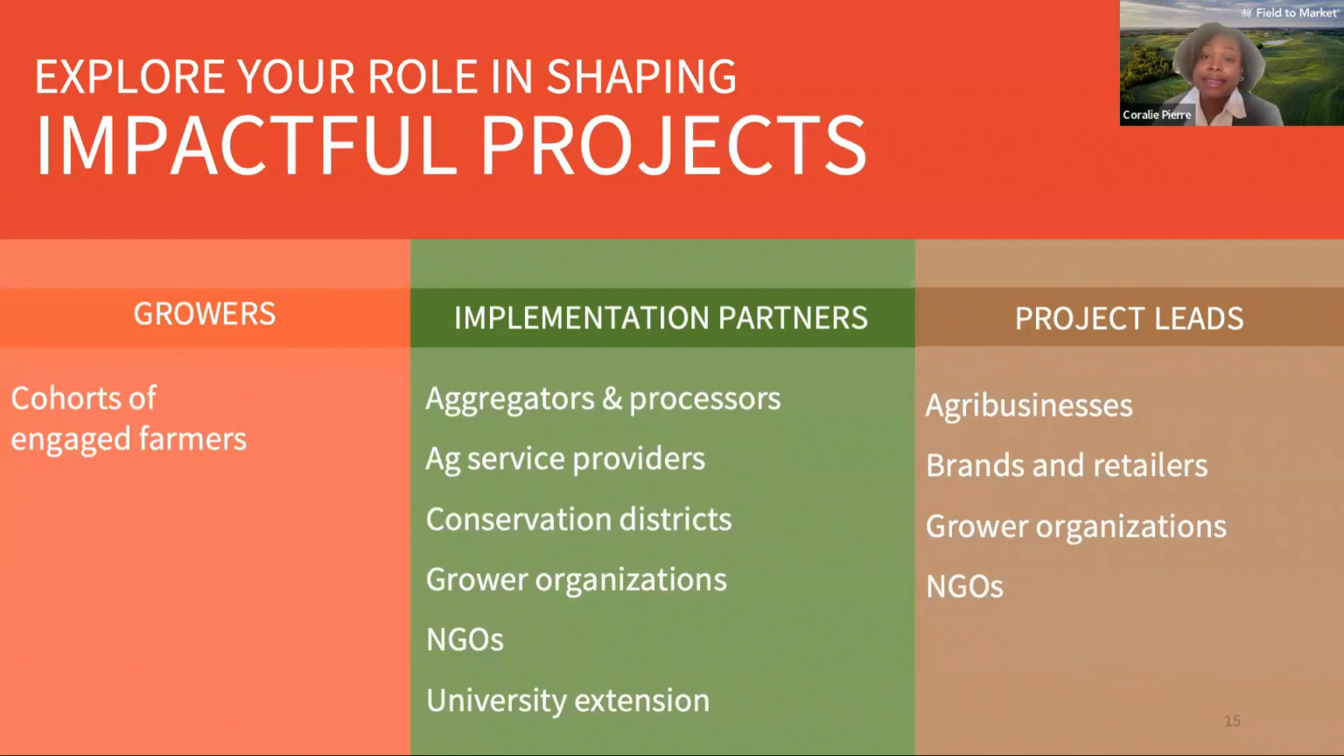project. The second bucket is what we call implementation partners, who provide data entry help, standardized data and quality assurance. They help with data analysis, provide grower education and technical assistance, and this covers a whole range of Field to Market members, as you can see on the slide. And lastly, we have our project lead, the organization that is ultimately driving the project and telling the story of change which is achieved.